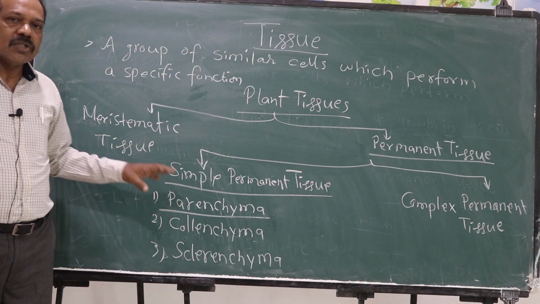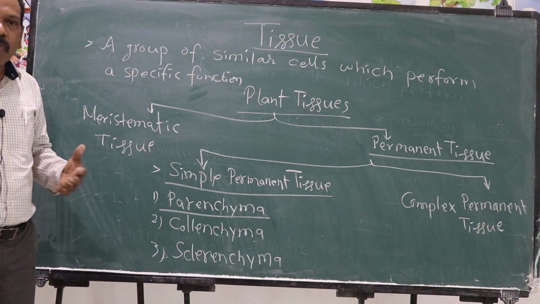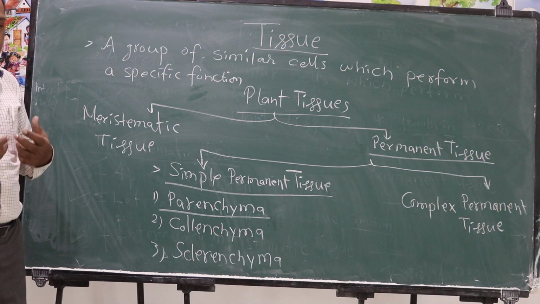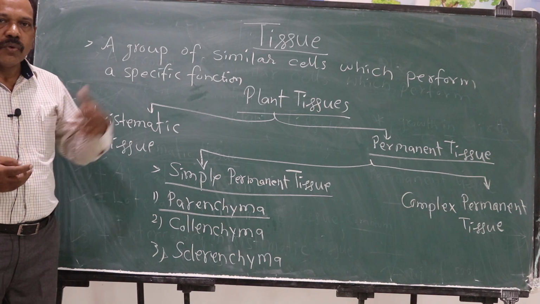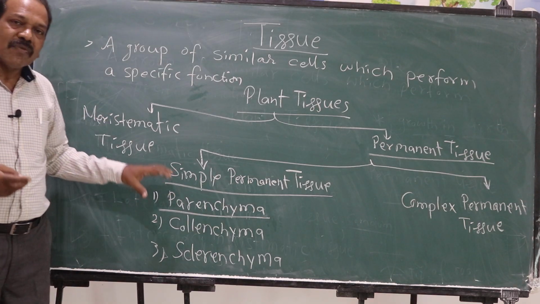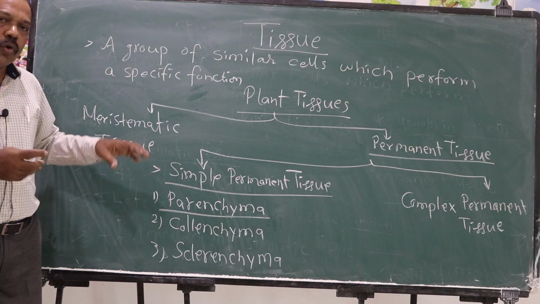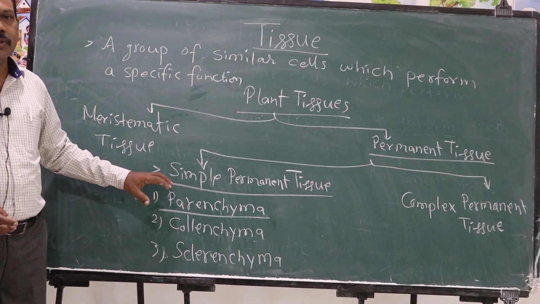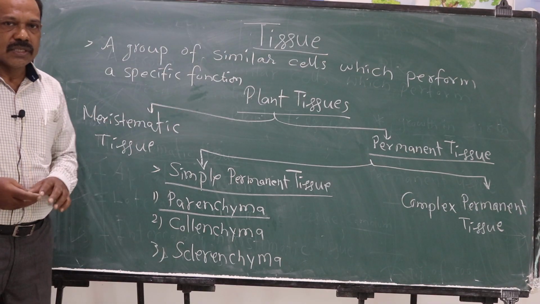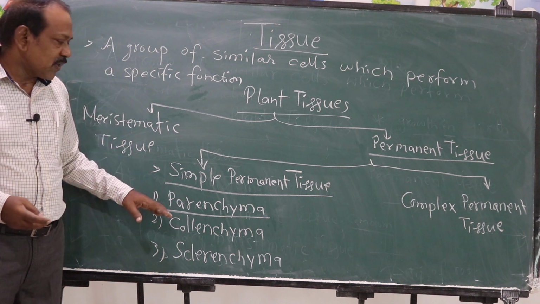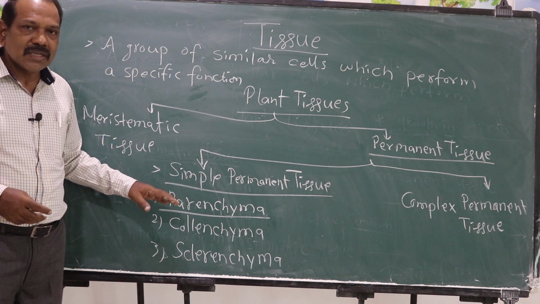Synthesizing food, most of you have studied in your previous classes. How do plants synthesize food? Plants are called autotrophs. They prepare their food on their own through a process called photosynthesis. So some of the cells get together in groups in the form of a tissue which synthesizes food through photosynthesis. So parenchyma has one function. First function is synthesizing the food. Second function is storing the food.